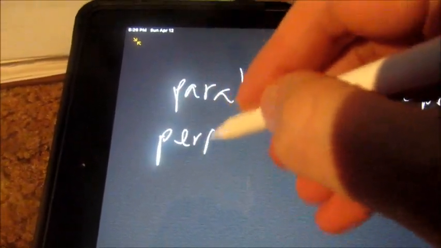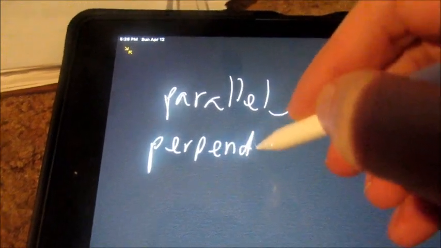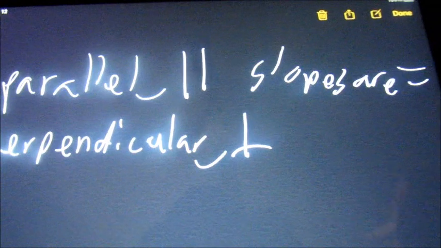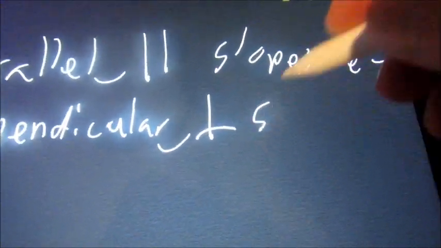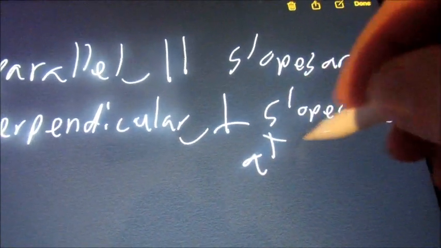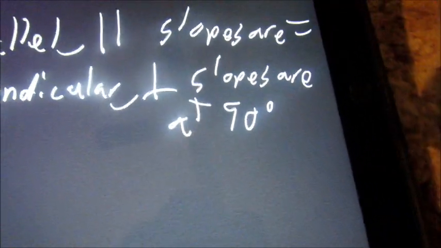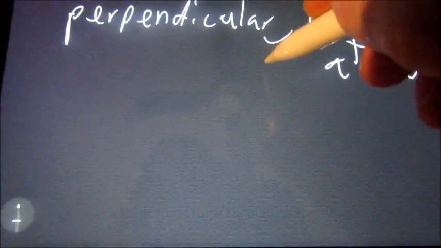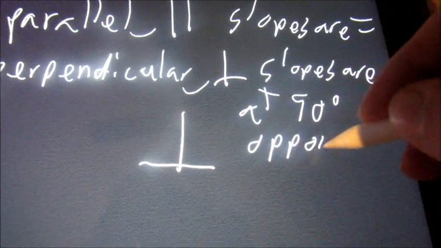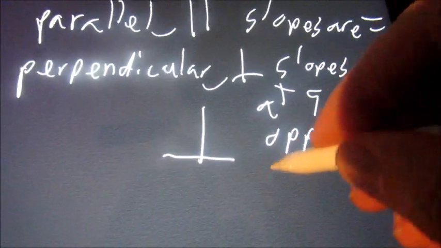Perpendicular, which is this symbol, means that the slopes are at a 90-degree angle to each other. So they're like a perfect square. And the slopes are going to be opposite reciprocals.